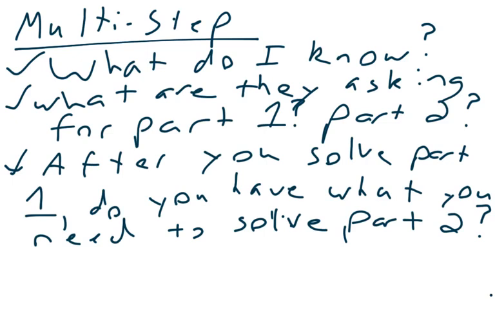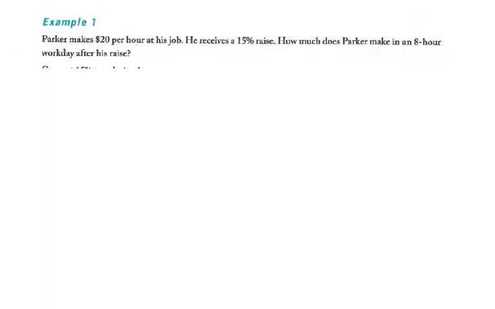And also ask yourself, after you solve part 1, do you have what you need to solve part 2? So it's like, okay, I think I got the answer for part 1. Is this going to help me solve part 2? If it's not, you might have to go back and see if you did something wrong. Maybe you made a mistake somewhere. And the best way I know how to demonstrate this is just to show you several examples of how we would do problems like these.